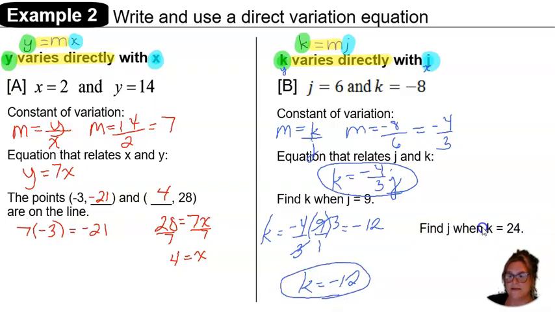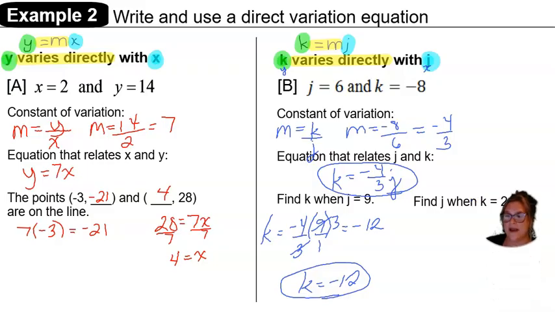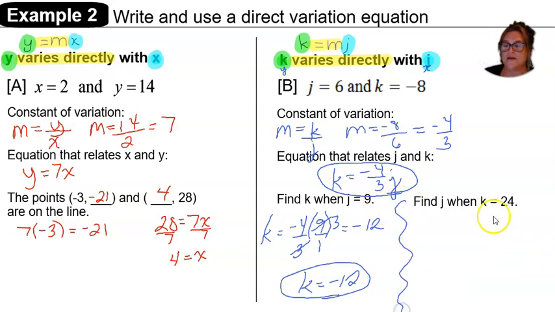Okay, next we're asked to find j when k is 24. So this time we're going to put the 24 in place of the k in our direct variation equation. So 24 is equal to -4/3 times j. We're going to multiply both sides by the reciprocal of the coefficient on j. That's the reciprocal of our constant of variation. So the reciprocal of -4/3 is -3/4.